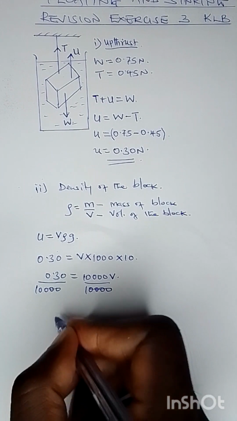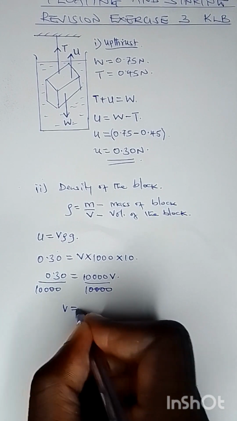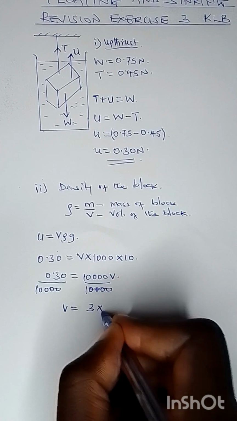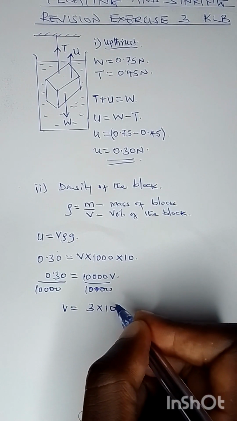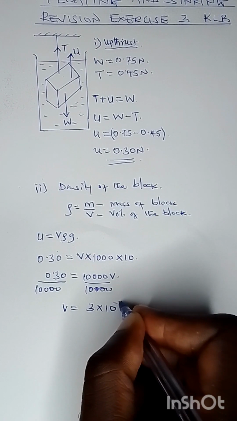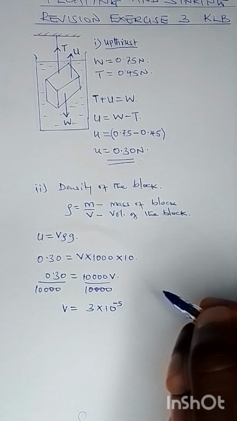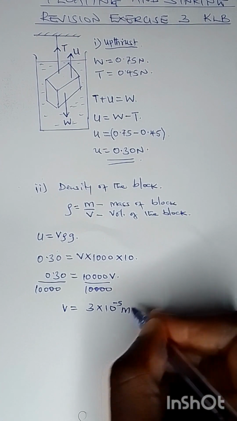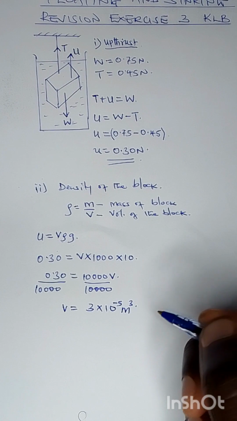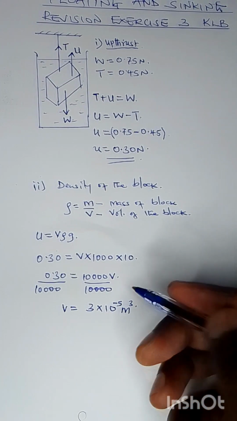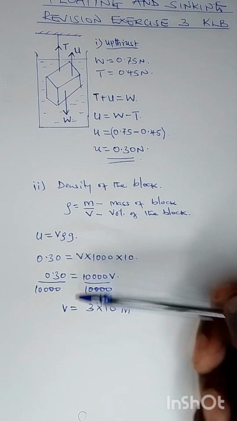So we obtain our V to be 3 times 10 power negative 5 cubic meter. So that is the volume of the block, which you obtained just from the upthrust.